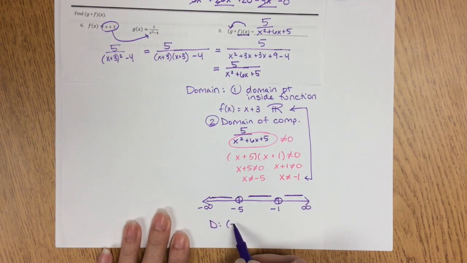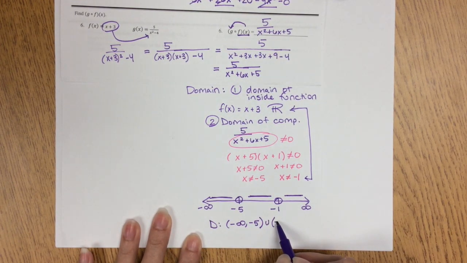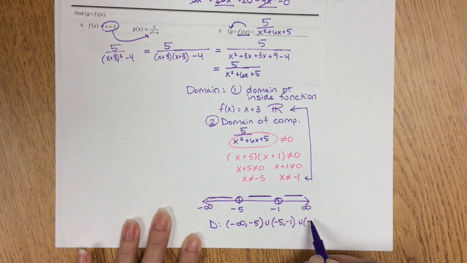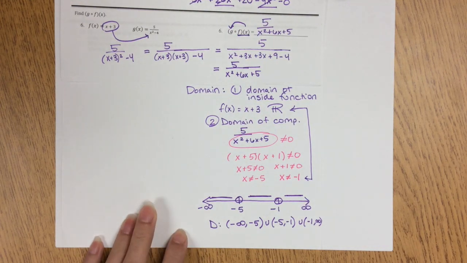Domain, negative infinity to -5. I'm going to use a parenthesis because I am not including -5. Unioned with -5 to -1, and -1 to infinity. I'm using all parentheses because infinities are always wrapped in parentheses, and the -5 and the -1 are not included. So that is the domain of my composition.